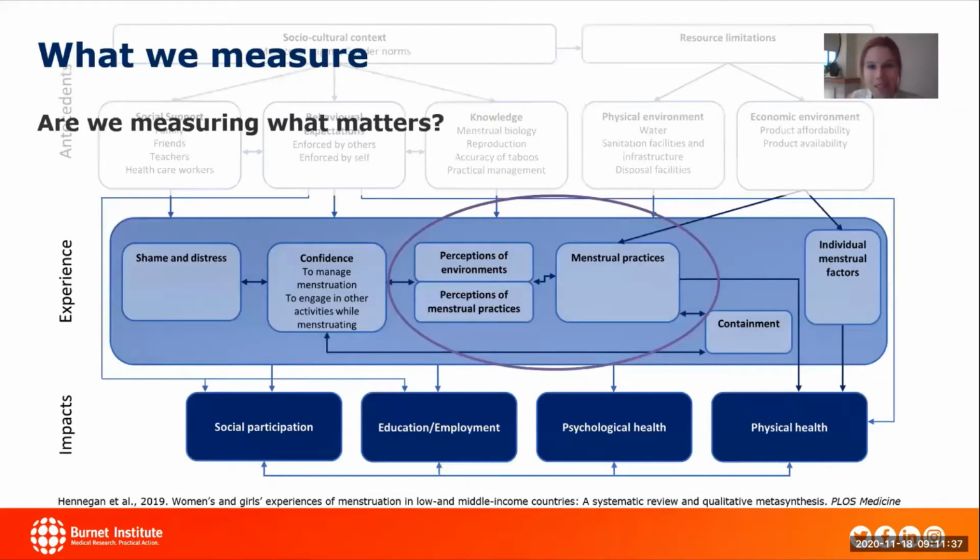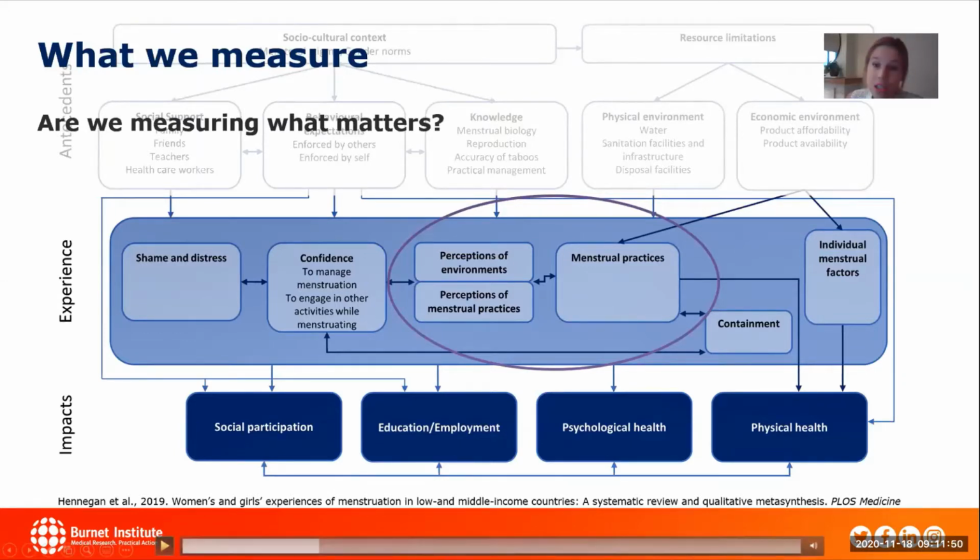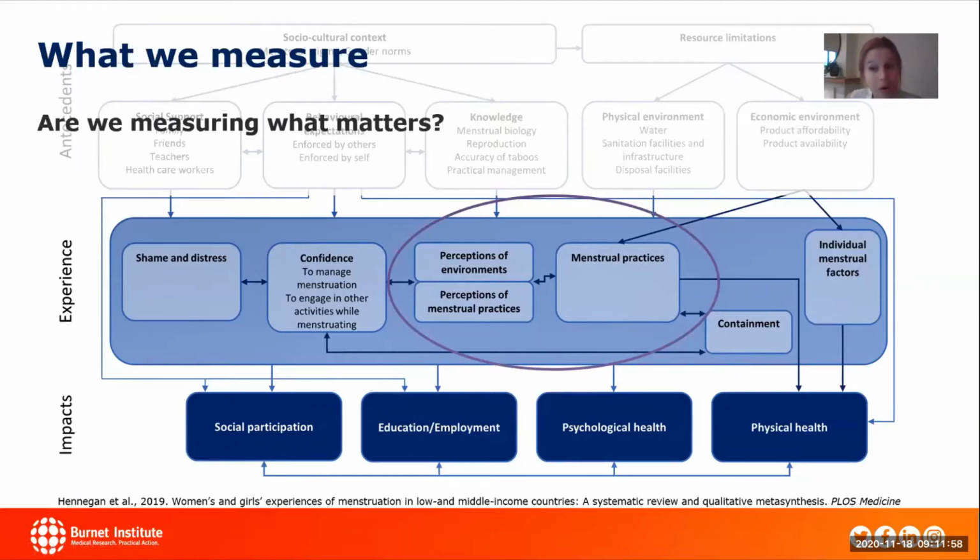So what we measure. What we measure matters for a lot of reasons, but in part because it's what we pay attention to, and it's often how we judge success. If our measures fixate on only one component of our issue, it's likely that our interventions, our policy and program responses may also fixate on this topic to the neglect of other important aspects of the issue.